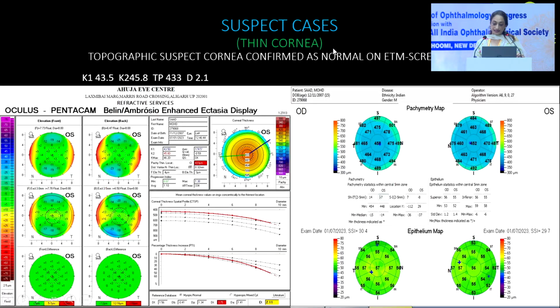This suspect case has a thin cornea of about 450 micron and a total D of 2.1. So here again there is no thinning in the epithelium. In fact, there is thickening of the epithelium in the center, and this patient was also confirmed as normal and screened in for surgery.